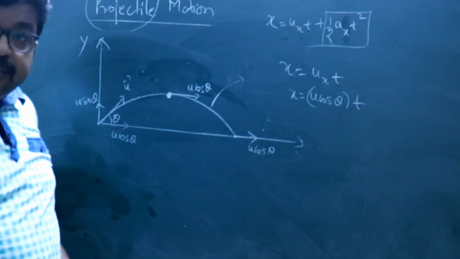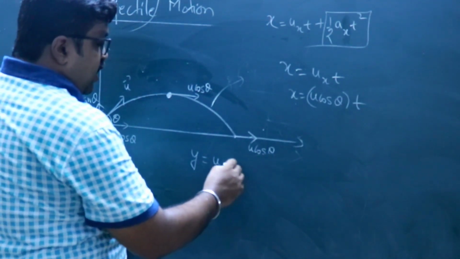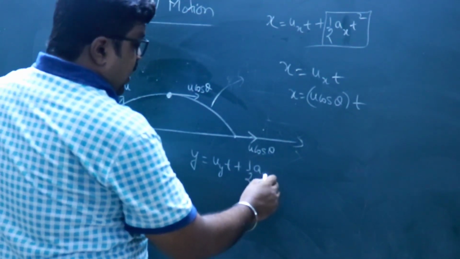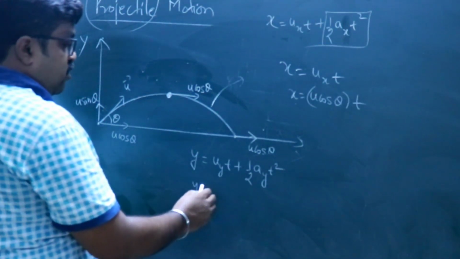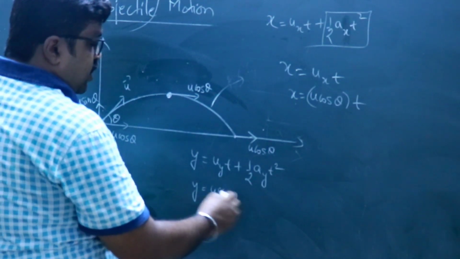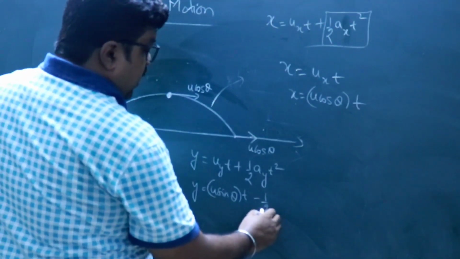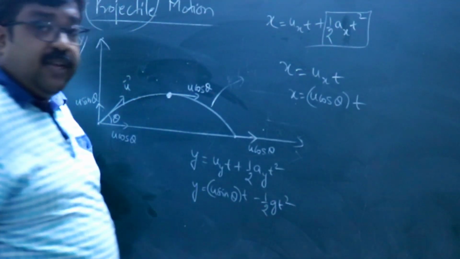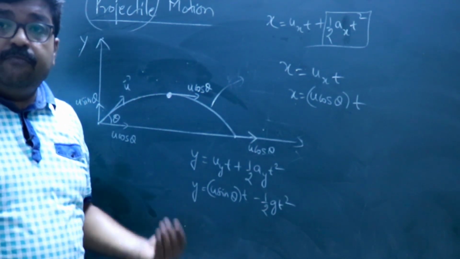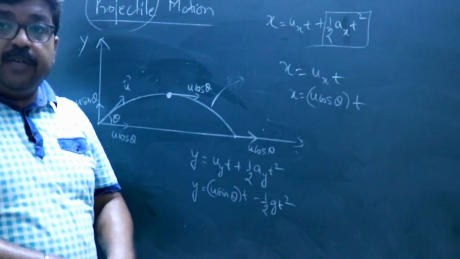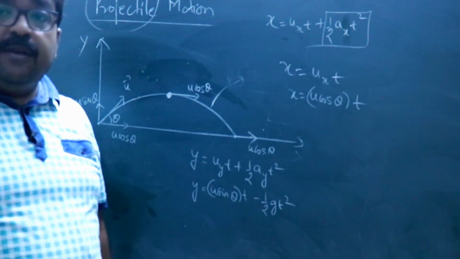Okay. Now this is for the x-axis, but how about along the y-axis? y is equal to uyt plus half ayt square. Okay, so this is y is equal to u sin theta into t, and ay is minus g, so this is minus half gt square. Why have I taken this to be minus g? Because while it is going upward, velocity is in the upward direction and acceleration is in the downward direction, so there will be retardation, therefore I have written minus g.